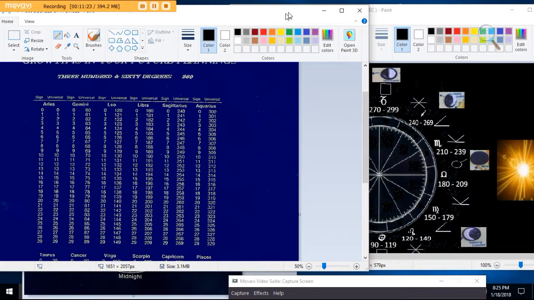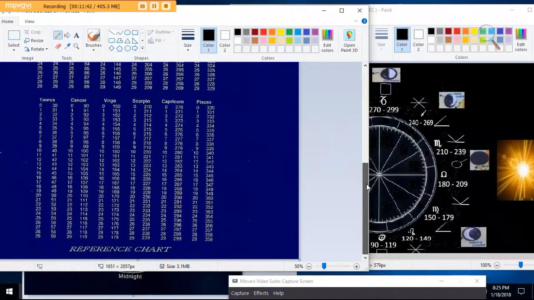Okay, so let me show you the other side. Okay, let me show you this first. So when I mentioned that, it's 0 degrees, and then you go 0 to 29, and then Taurus is 30 to 59, and then Gemini is 60. Alright, so it goes throughout the whole 360 degree map like that.